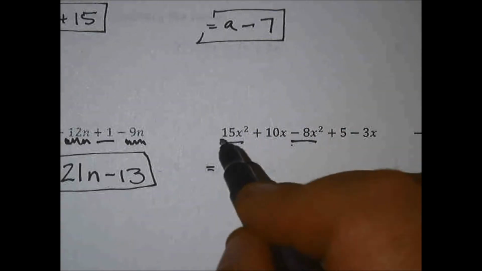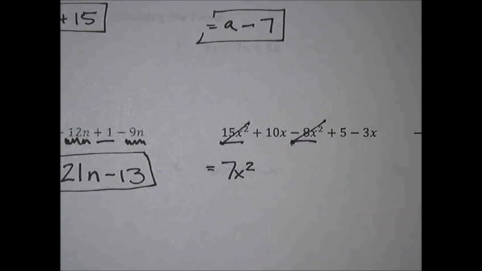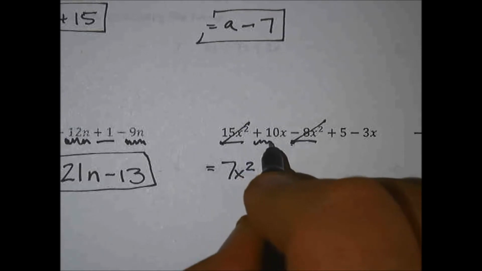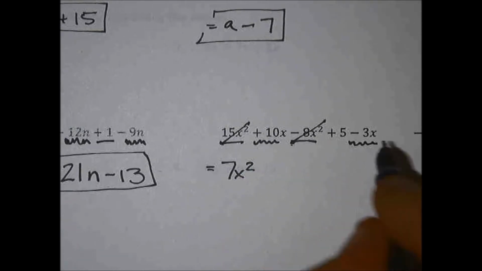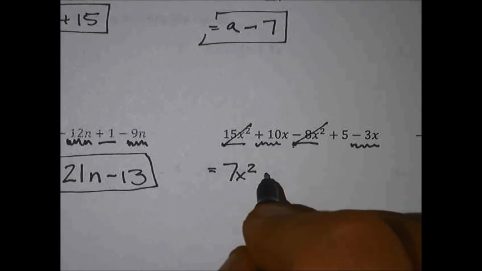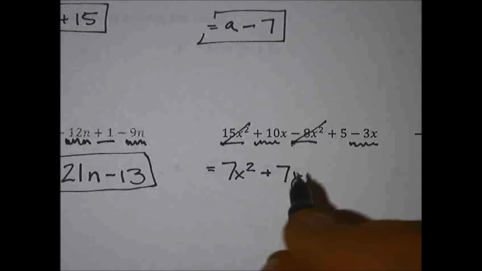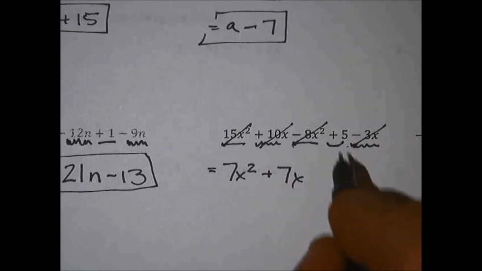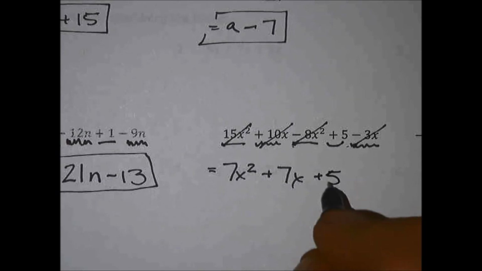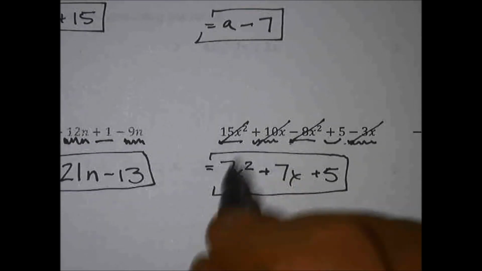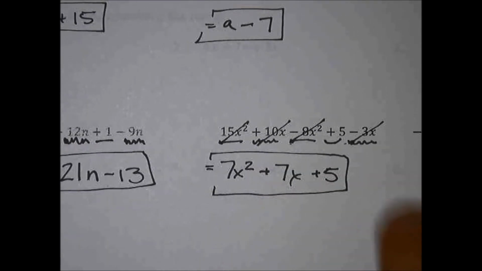Now to keep myself straight here, I'm going to go ahead and cross those off because I've already dealt with those and I don't want to get caught up thinking about those again. Now let's look. We have x's. That's my next one. I have x's there. And 10 minus 3, that's going to be 7 as well. So plus 7x. Cross those bad boys off. And then we're left with just a plus 5 on the end. And that's my answer. Okay, no more like terms in this expression down here.